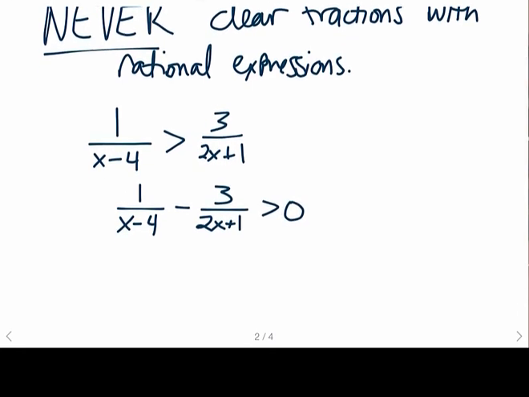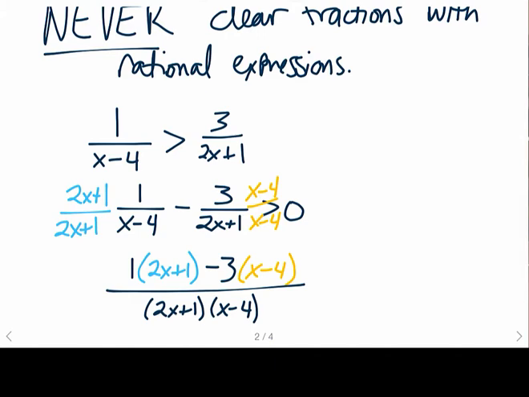Now here's what we're actually going to have to do. We need to combine these into one expression. In other words, we need to get common denominators. Not use it to clear anything, but use it to combine these two fractions. In the case of the first fraction, I need to multiply by 2x plus 1 over 2x plus 1. In the case of the second fraction, I need to multiply by x minus 4 over x minus 4 to get common denominators. And so I get 1 times 2x plus 1 minus 3 times the quantity of x minus 4 over the LCD, 2x plus 1 times x minus 4, is greater than 0.